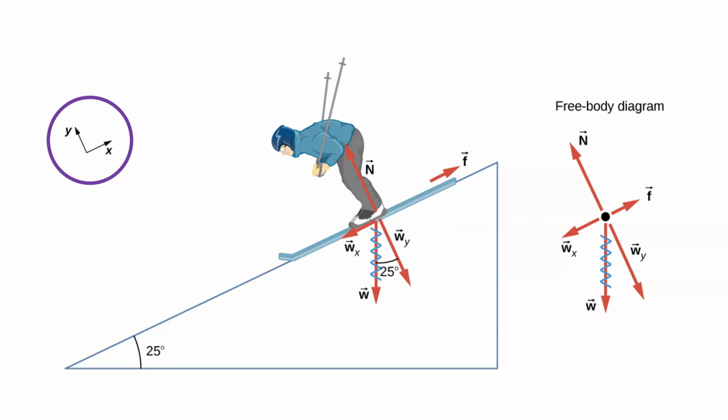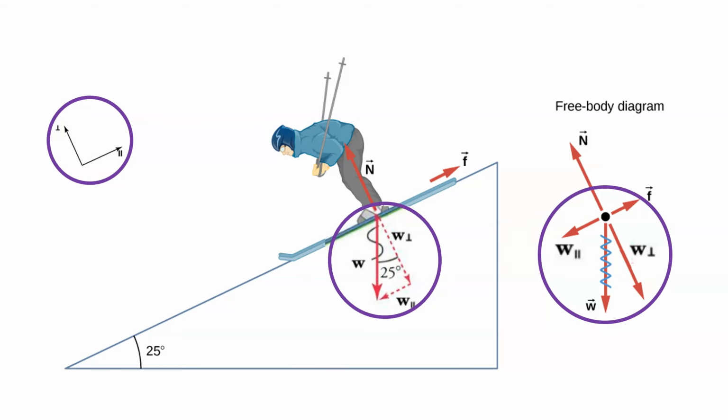There is an orientation key, like a compass rose, on the left side of the skier. Here it denotes the inclined x and y axis. I usually use the parallel and perpendicular notation instead.